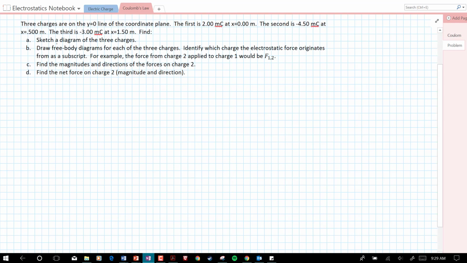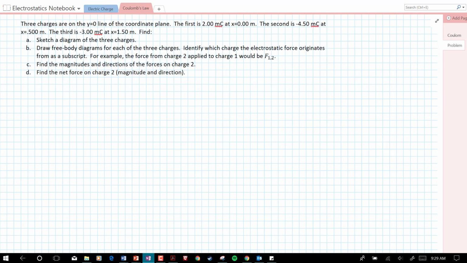Find, A, we need to sketch a diagram of the charges. B, we're going to have to draw free body diagrams for the charges. C, we need to find the magnitudes and directions of the forces on charge 2. And then D, we need to find the magnitude and direction of the net force on charge 2. So let's just start with A. Let's sketch out a diagram.